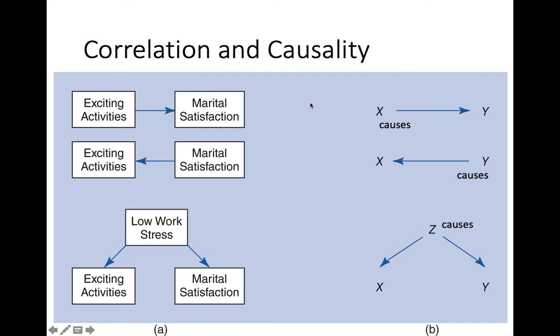One possibility is that X causes Y. To the extent that a couple engages in exciting activities, they feel more marital satisfaction. It could go in that direction.